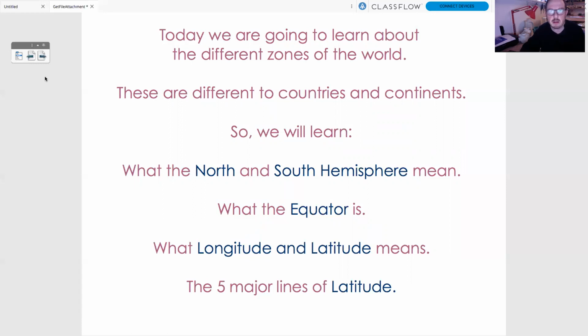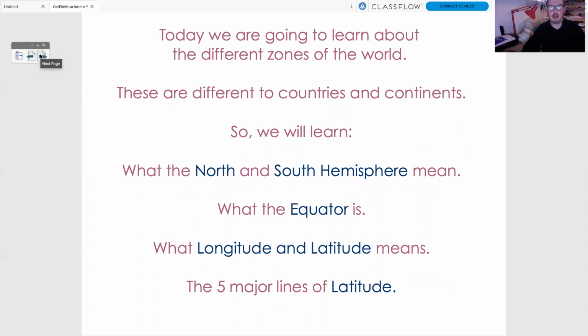We're going to learn about the equator. The equator, great word, I like saying that. Equator, you have a go at that. Equator. Sounds better every time you say it. We're going to learn about longitude and latitude, and we're going to learn about the 5 major lines of latitude in these zones of the world. So this is proper geography. You'll be really clever after this.